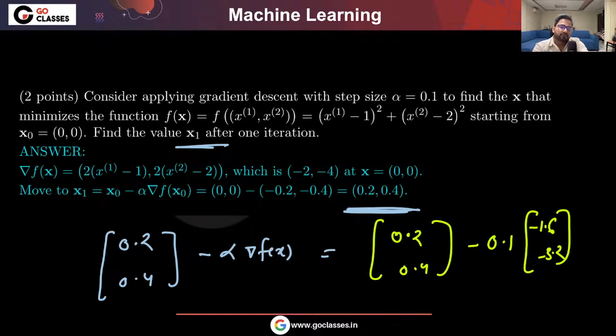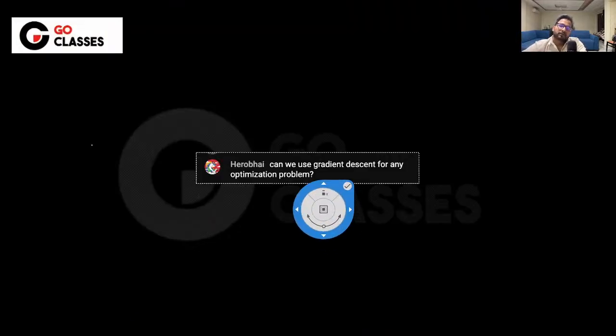Okay. One of the students is asking, can we use gradient descent for any optimization problem? Yes, we can use gradient descent for any optimization problem. I mean, it is a way to solve the optimization problem which is unconstrained. If there are constraints, then you have to basically use KKT and all. But if it is unconstrained like this, then you can definitely use it, because it's very simple.